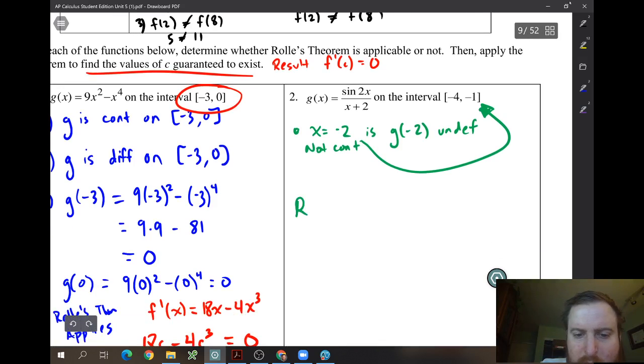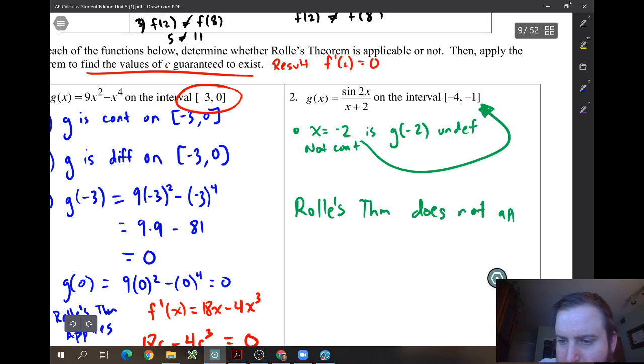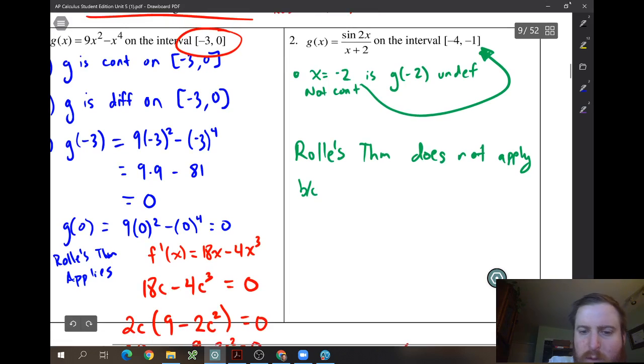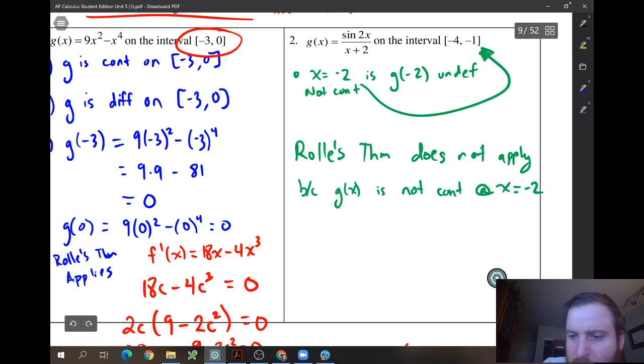So we'll say Rolle's theorem does not apply because g of x is not continuous at x equals -2. And if you want to go a step further, you could say because g of -2 is undefined or is DNE.